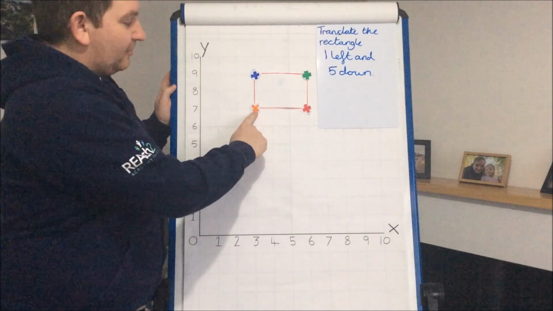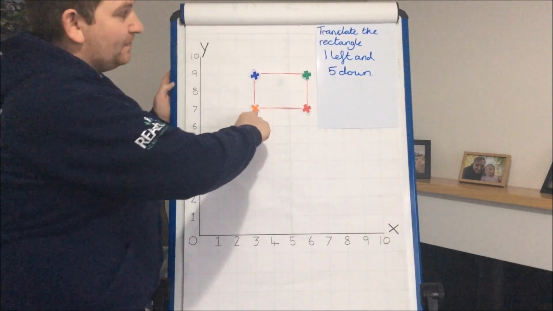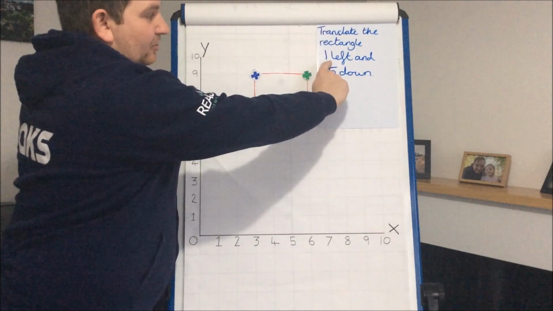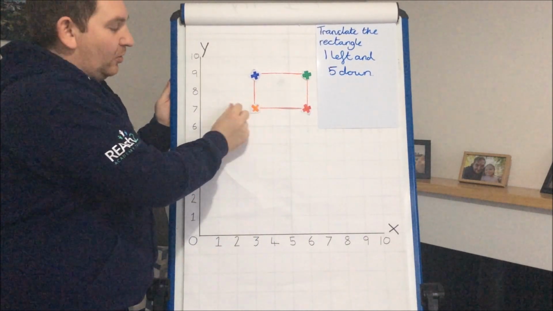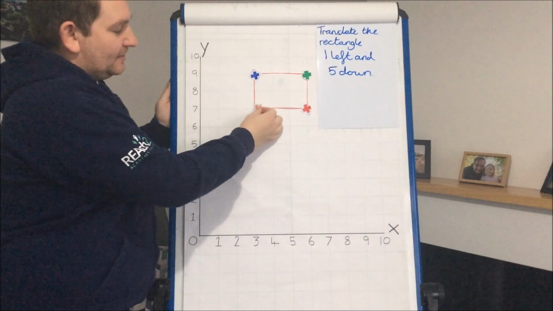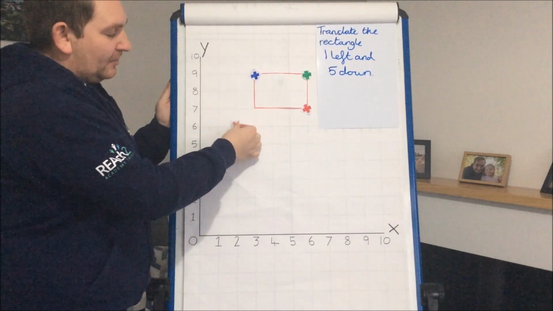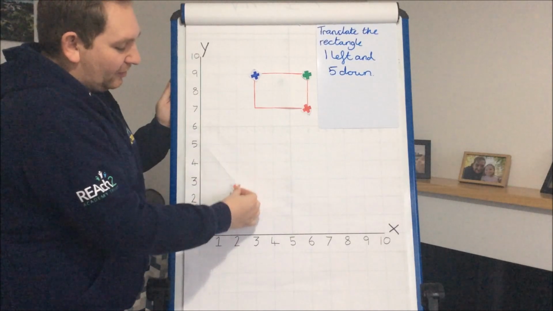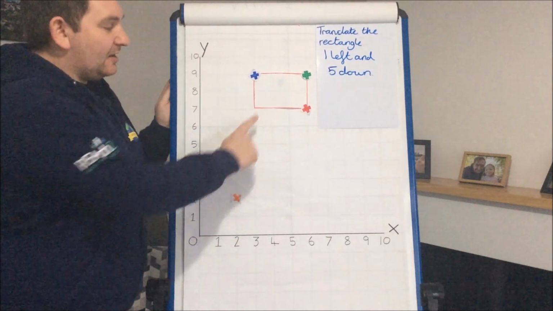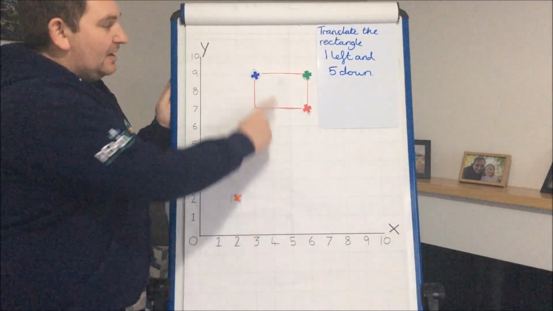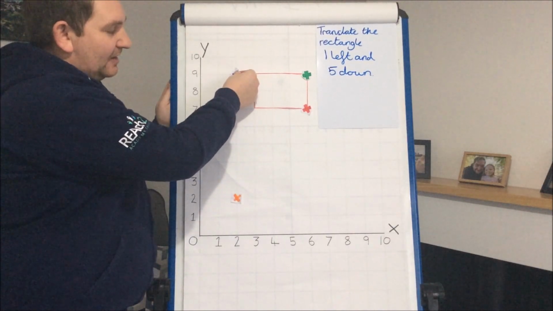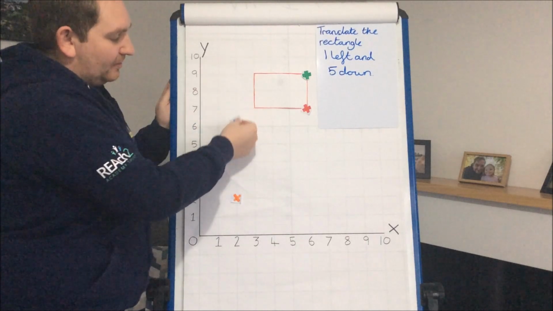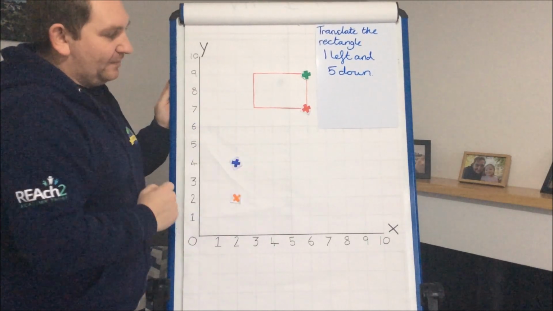So if we start with the orange point here, we're going to translate the rectangle 1 left and 5 down. So we're going to move this point 1 to the left and 5 down. 1 left, 1, 2, 3, 4, 5 down. And that's our first vertex moved. If we go to the blue one, we're going to do exactly the same. 1 left and 5 down. 1, 2, 3, 4, 5.